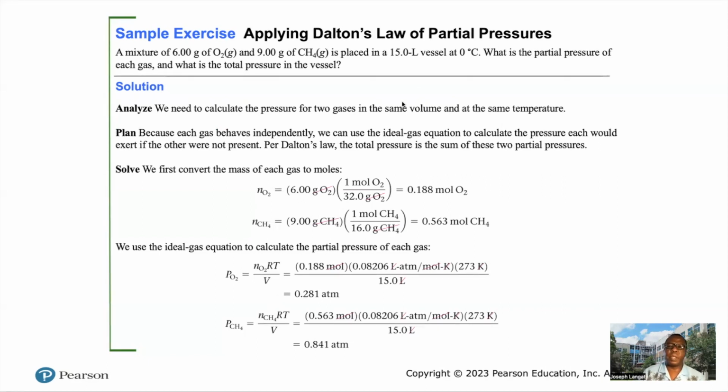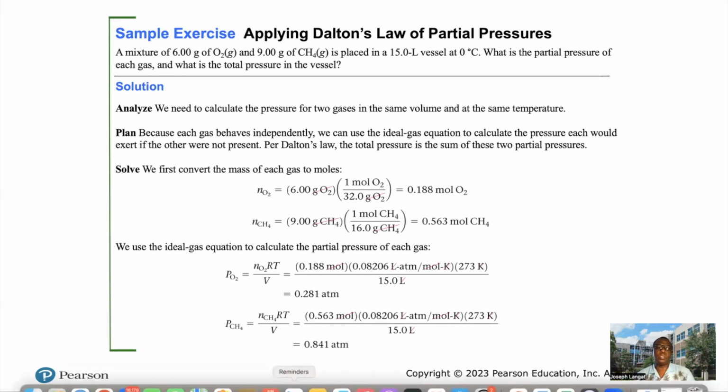That's why we are given the volume in liters. If it was any other volume or other units, we would plug that in. So these are the partial pressures, and we were looking for the partial pressure of each gas. Yes, it was for each gas. So I'm going to take the number of moles for oxygen and use the ideal gas equation to find the partial pressure. And then if you are asked to find the total pressure, that's what we are given.